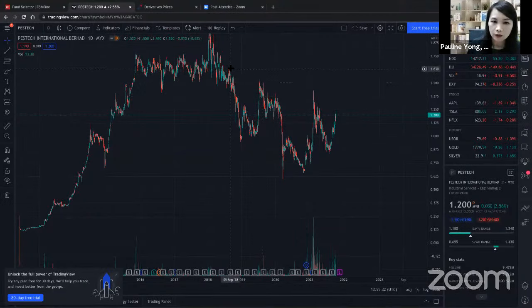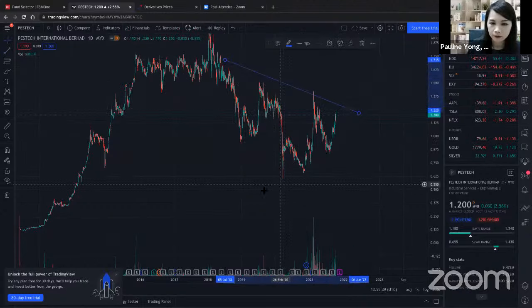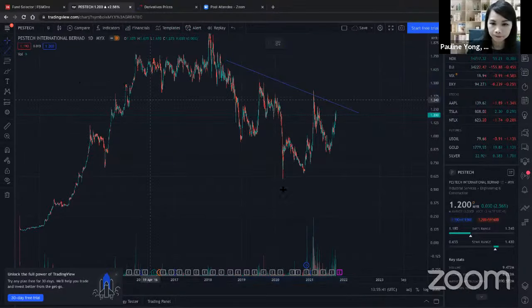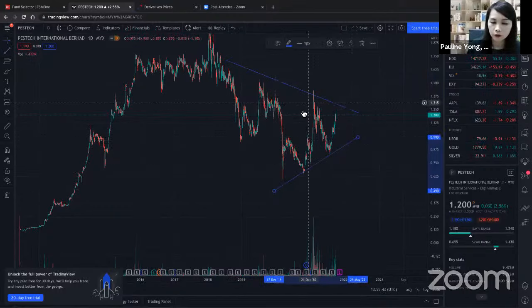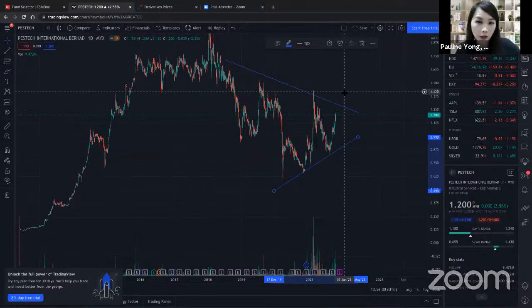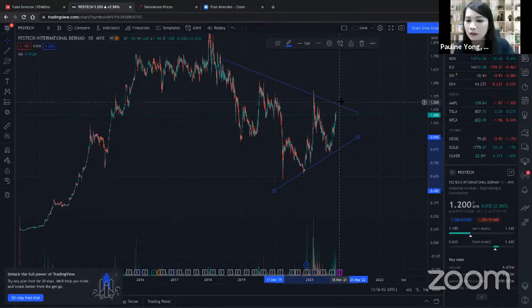So this correction, you can draw something like this, as it's a triangle. It's a huge triangle correction here, A, B, C, D, E. So E, and then looking for a breakout here. Okay, waiting for a breakout. There's no guarantee, but it looks like it's going to break out. So this one is Pestech.